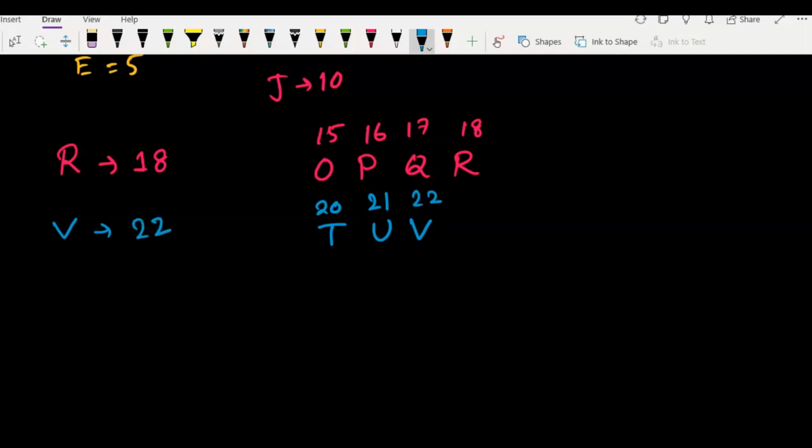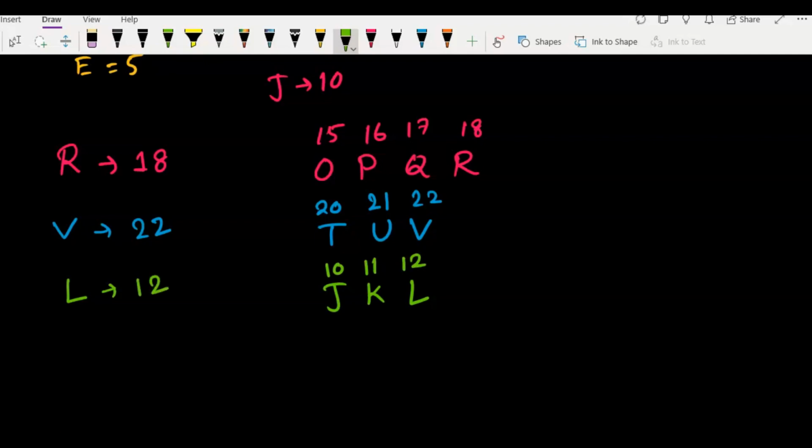So V is 22. Then what is the place value of L? How will we get this? So we know J, then K, then L. So J is how much? J is 10, K is 11, so L is 12.